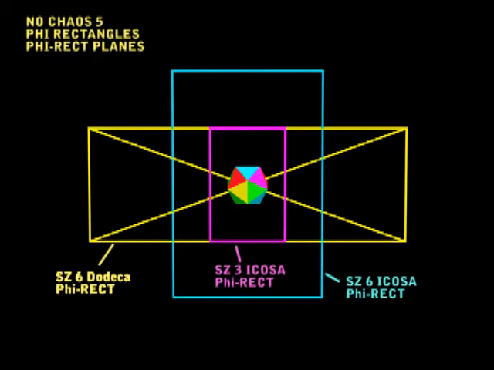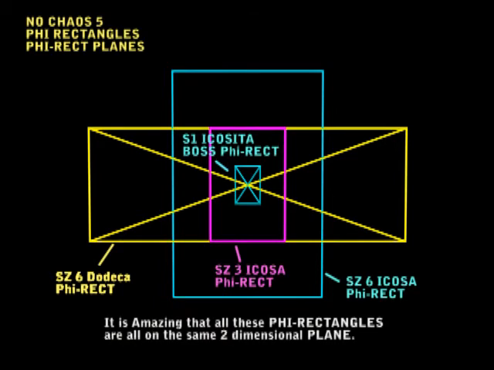Now when we hide the icosahedra, we show the icosahedra boss rectangle, which is a size 1. Now what's amazing about all these rectangles is that they're all on the same 2-dimensional plane. Okay, if you look in front, we have 4 different size Phi-Rectangles. You could think of them as windows and doors for an apartment block. Now if we keep changing the sizes of the doors and windows, the apartment block will go crazy. And they all can say that they built it using the chaos theory.